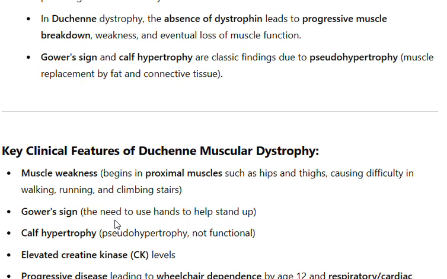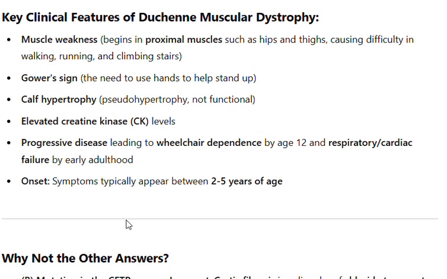Progressive disease, leading to wheelchair dependence by age 12 and respiratory and cardiac failure by early adulthood. Onset: symptoms typically appear between 2 to 5 years of age.